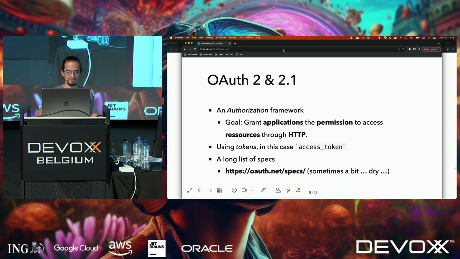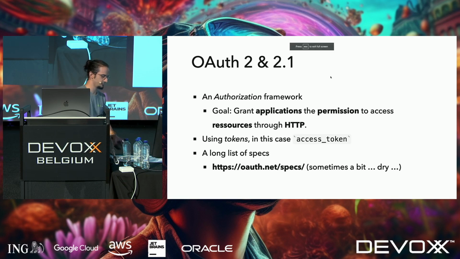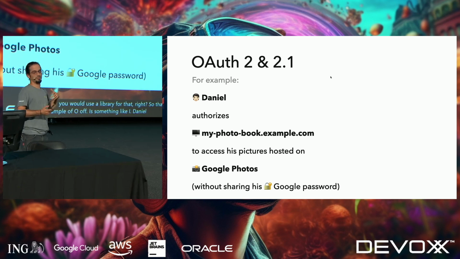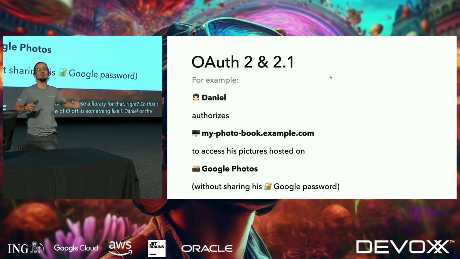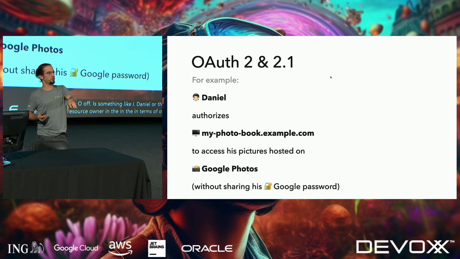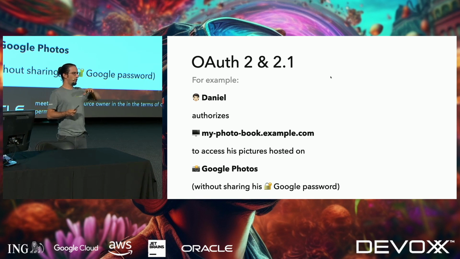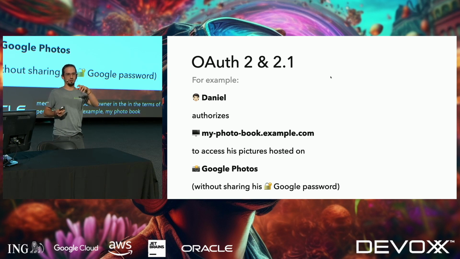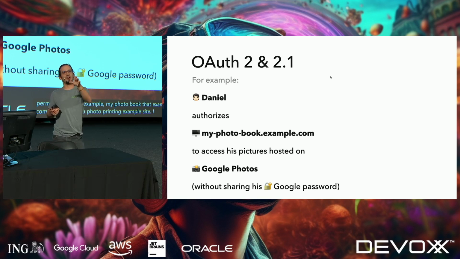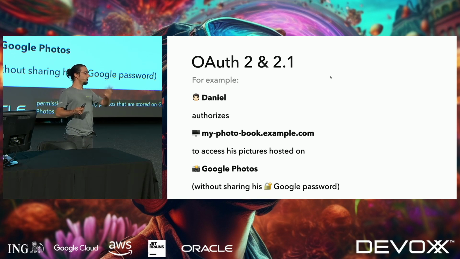So that's OAuth. An example of OAuth is something like Daniel, or the meatbag, the resource owner in the terms of OAuth. I grant permission to, for example, myphotobook.example.com, which is like a photo printing example site. I granted permission to access my photos that are stored on Google Photos, for example. All of this without sharing my Google password. That's OAuth in a nutshell.